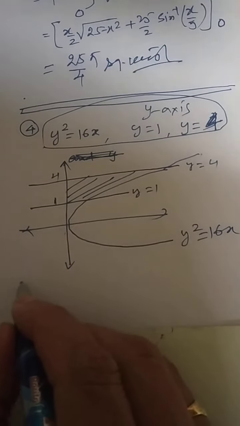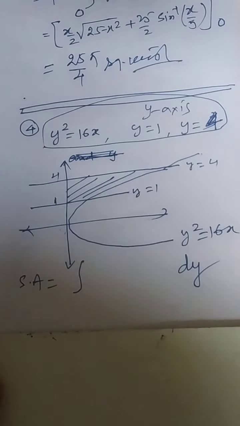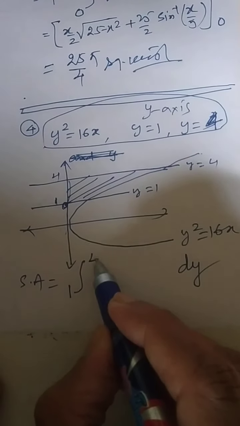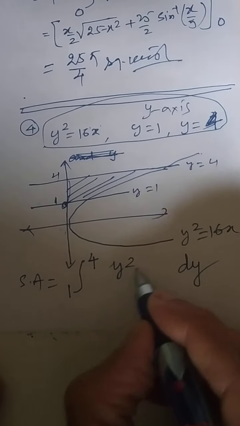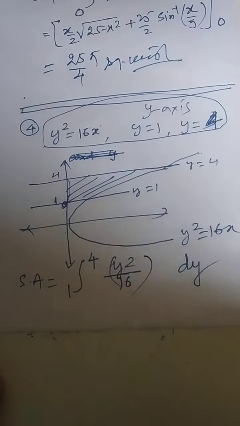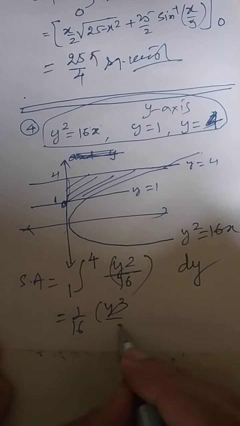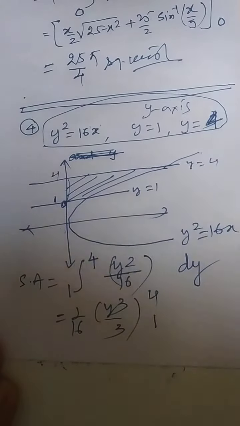Now this time the shaded area is bounded with the y-axis, so I should write dy. How is the variation of y from 1 to 4? 1 is over here. Now I should write x of this function. So 1 by 16 I can write. It will be y cube by 3, over here upper limit is 4, lower limit is 1.